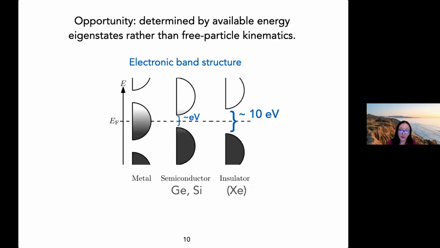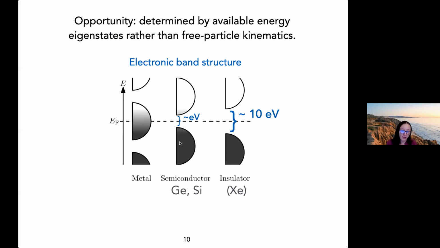So as a cartoon of the available eigenstates, here's what I mean generally by semiconductors and insulators. So you could look at the electron band structure with the occupied levels. And for an insulator, I just mean something roughly of 10 eV gap for the electrons to be excited. So that would give you sensitivity of dark matter down to 10 MeV. That could be xenon. Other things that have been proposed are like a diamond target or silicon carbide.